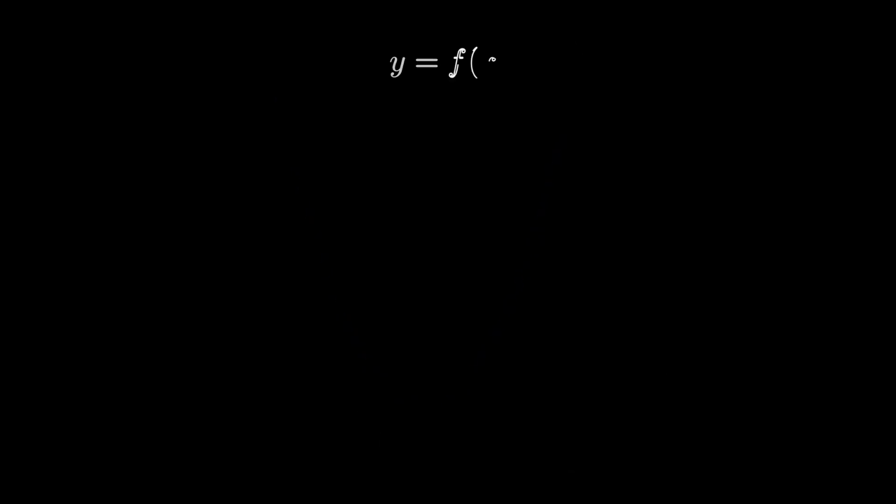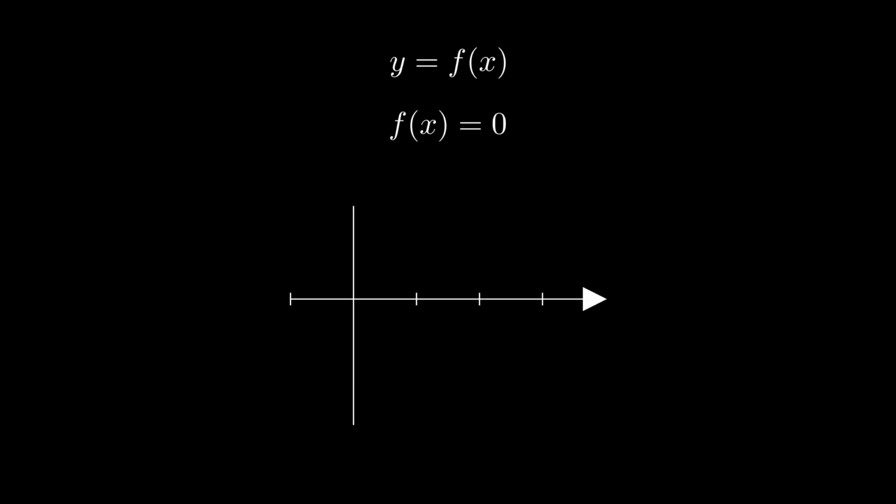Wherever any polynomial function y equals f(x) intersects the x-axis gives us the solution to the equation f(x) equals 0. This is also referred to as the roots of the equation. How do we find the roots analytically?